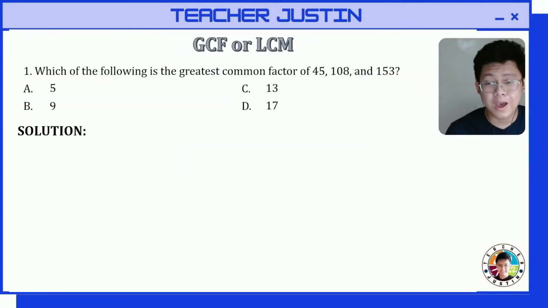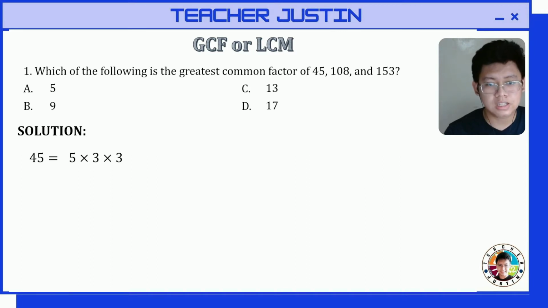Let's go! Okay, let's have this item. Which of the following is the greatest common factor of 45, 108, and 153? So, para masagutan natin tong item na to, first is we're going to get the prime factors of each number. So, start tayo kay 45. So, yung prime factors niya will be 5 times 3 times 3.